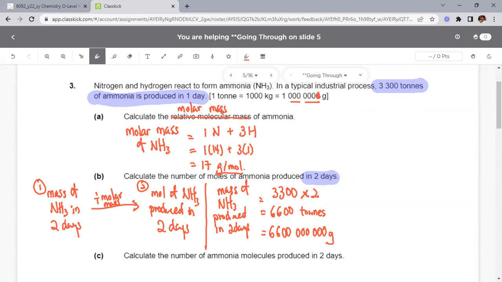Okay. Now, once I found the mass of NH3 produced in 2 days, I'm going to do the next step, which is step 2, to find the moles of NH3 produced in 2 days. So how to find it? It's taking the mass divided by the molar mass. So I know it's 6,600,000,000 divided by 17. Okay, you're going to get a very massive number here. So I'm going to convert it to standard form.